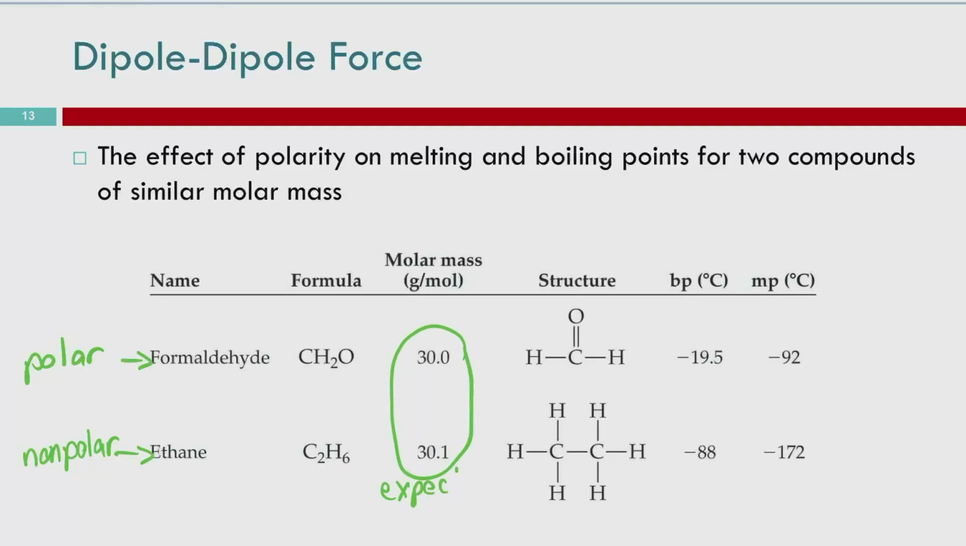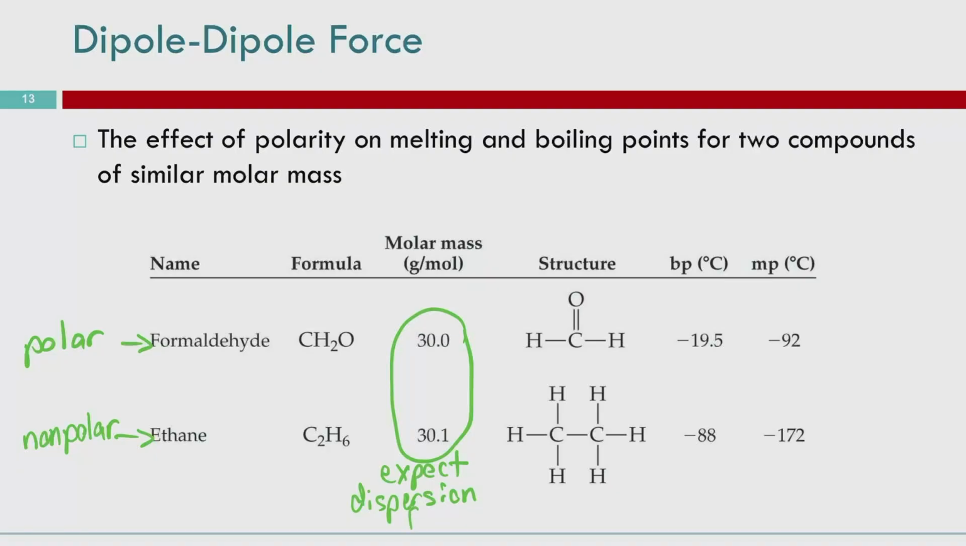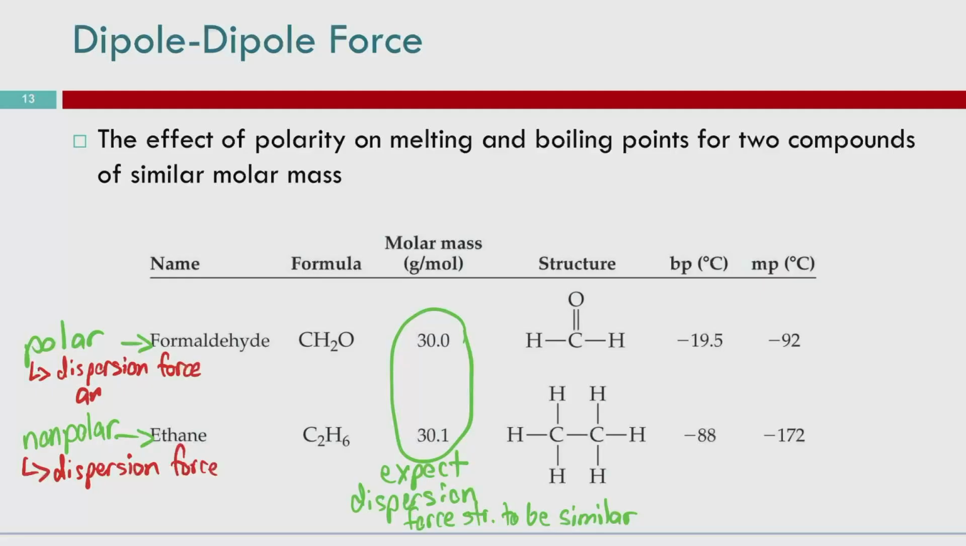So we would expect dispersion forces to be similar, or the dispersion force strength to be similar. However, again, one of them's polar, one of them's nonpolar. So the nonpolar one has one force. It only has the dispersion force. The formaldehyde, on the other hand, also has dispersion forces. It has electrons, so it can have dispersion forces. And because it's polar, it has dipole-dipole force.